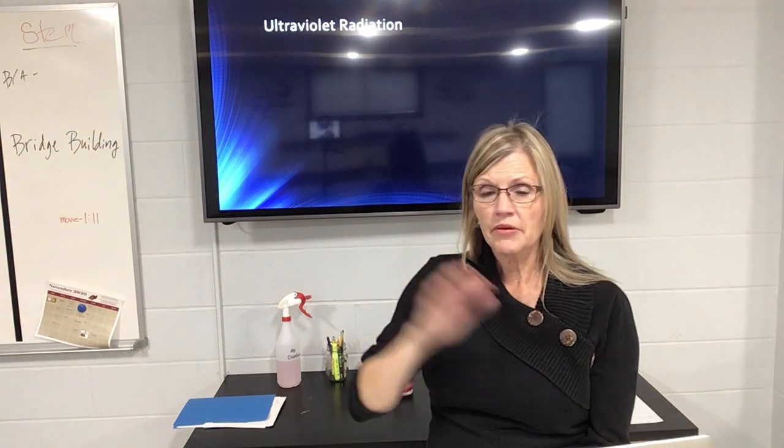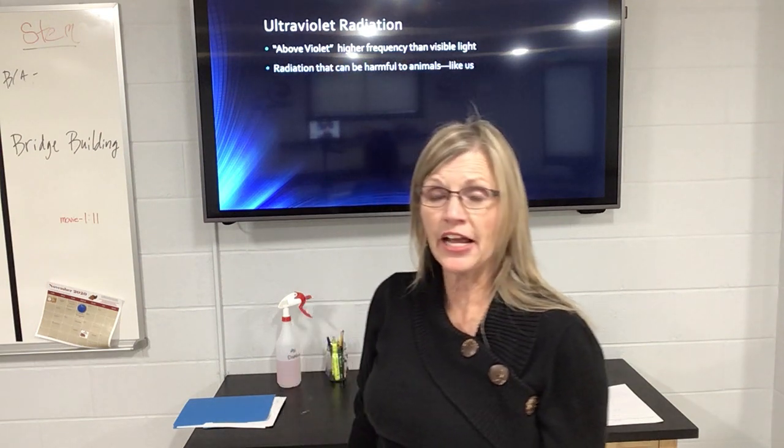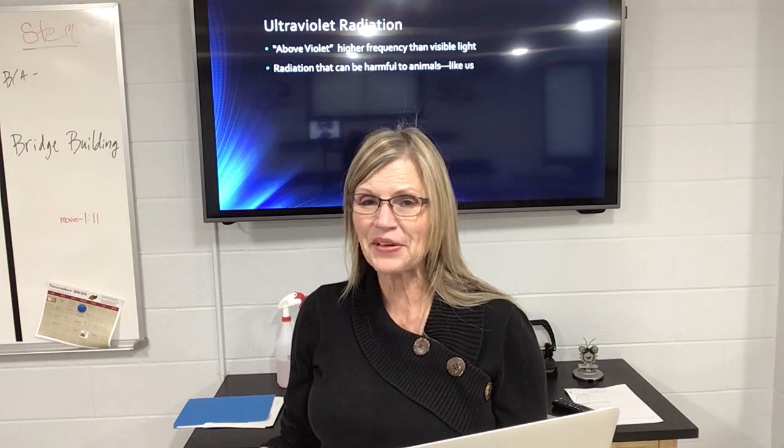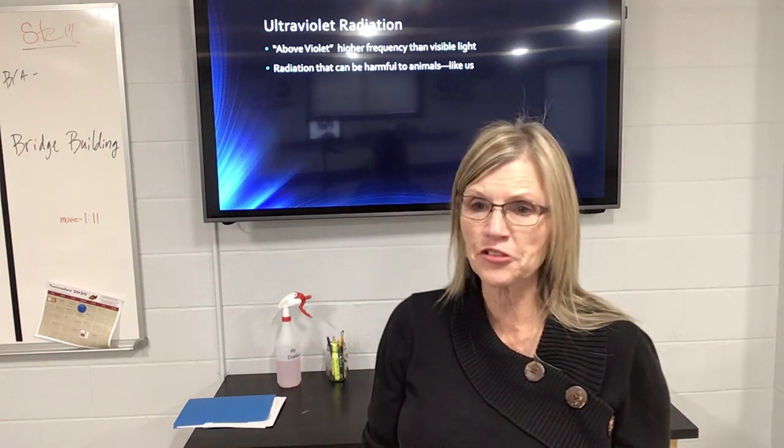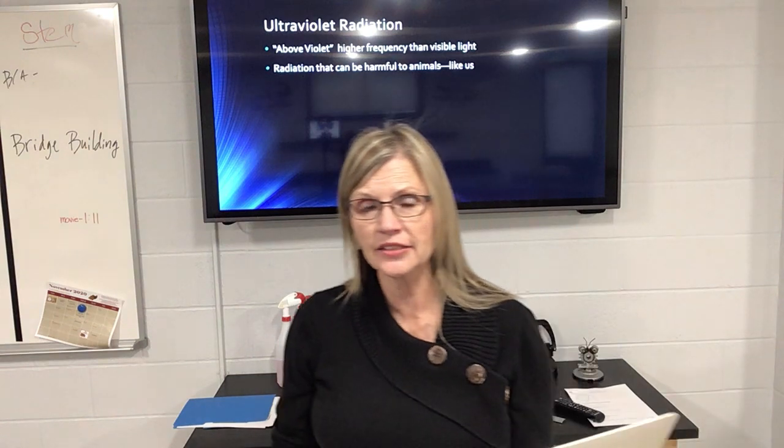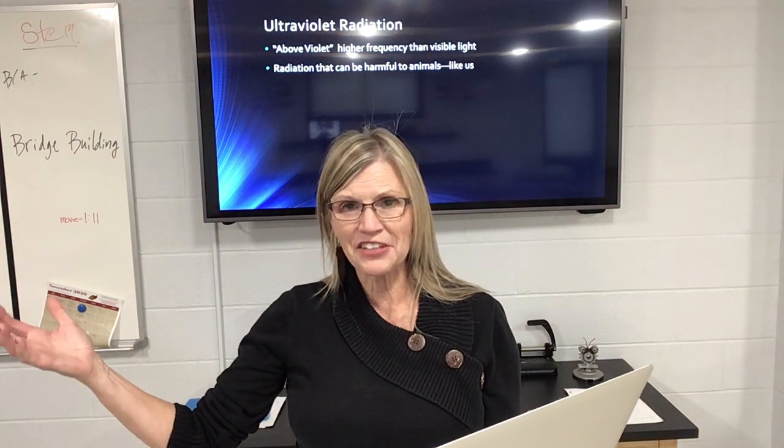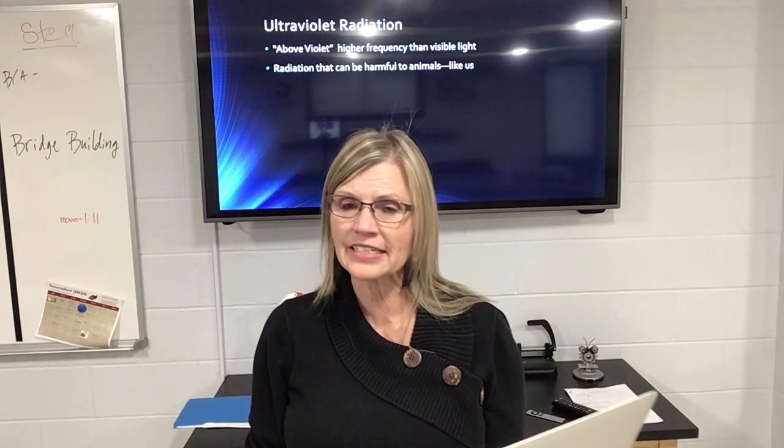Okay. Once you get past visible light, we're going into ultraviolet radiation. This is above what we can see, and it's above violet, so higher frequencies than visible light. This radiation can be harmful to animals like us. This is what gives us a sunburn. It's not the visible light. It's not how much sun is out there, how sunny the day is. It's actually what we can't see, which is UV radiation.